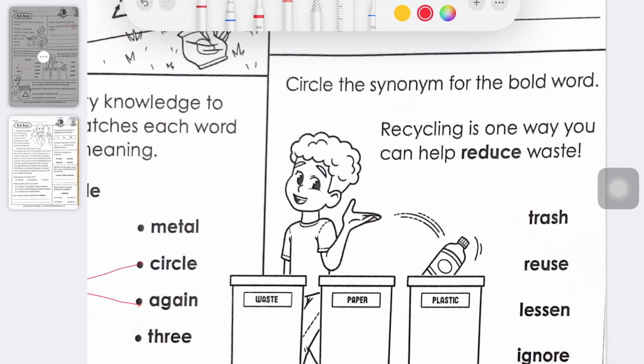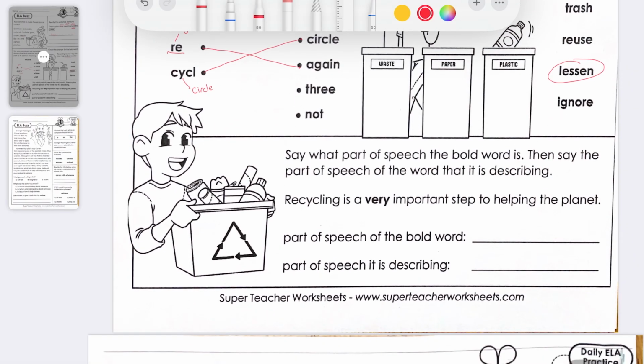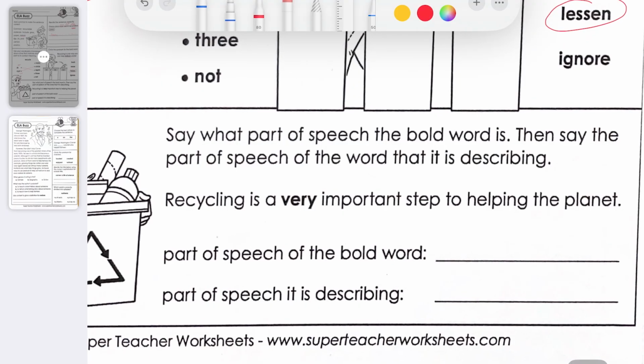Circle the synonym for the bold word. Recycling is one way you can help reduce waste. Reduce means lessen. Lessen, meaning less. Reduce means to lessen. Okay, this next one, say what part of speech the bold word is. Then say the part of speech of the word that it is describing. So this is going to be a little tricky as we're still getting used to all of the words. So instead of just answering these 2 questions, I want to break down the sentence a little bit.